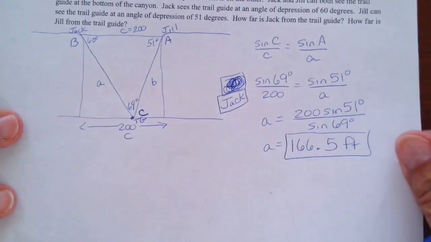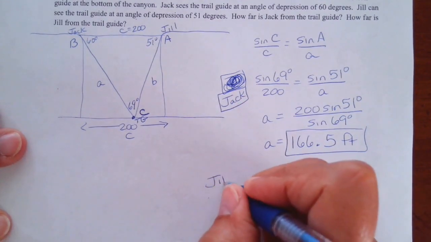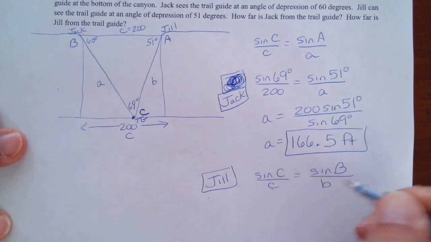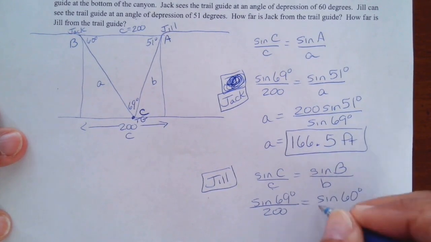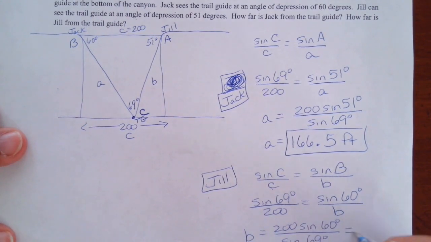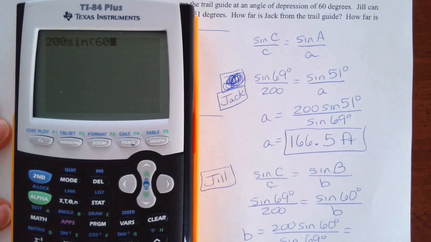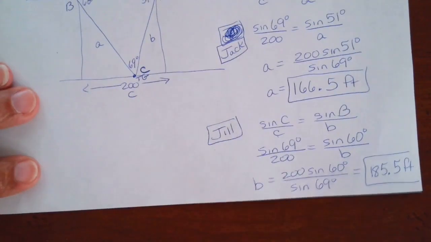And then unfortunately, there's no way to solve for Jill. You gotta do the same thing for side B. Remember, this is not a right triangle, so you can't do the Pythagorean theorem. So to find Jill, we're going to still use the sine of C over C, and this time we're going to do the sine of B over B. All right, so we have the sine of 69 degrees over 200, sine of 60 over B. So B is going to equal 200 times the sine of 60 over the sine of 69. So that will give us 200 sine of 60 divided by the sine of 69, 185.5. So that's her distance away.